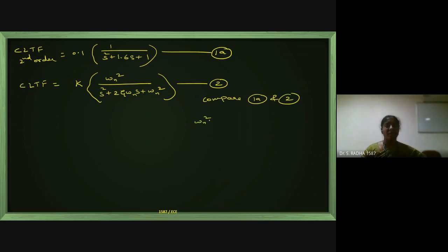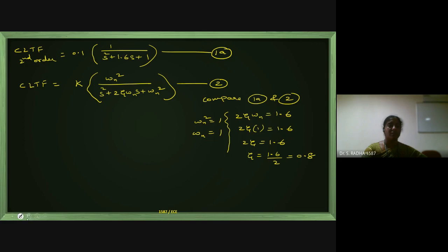Numerator we are having omega n square, value is 1. So omega n value is 1. Denominator second term, you can see 2 eta omega n value is 1.6. Already we calculated omega n value, and now 2 eta value is 1.6, and eta value is 1.6 divided by 2, which is 0.8. So finally we have derived the second order system transfer function, compared with the standard representation, and calculated the values of omega n and eta. Omega n value is 1, eta value is 0.8.